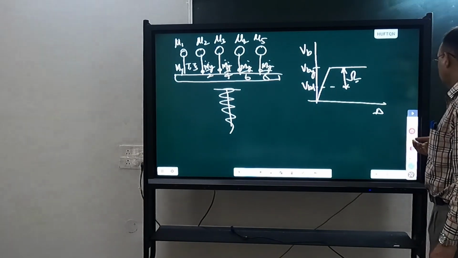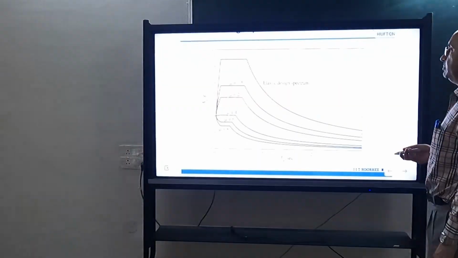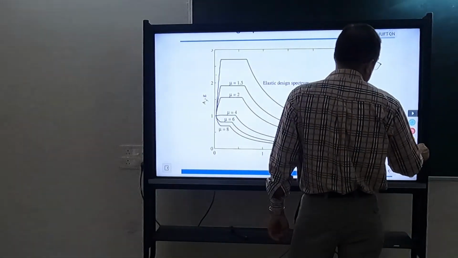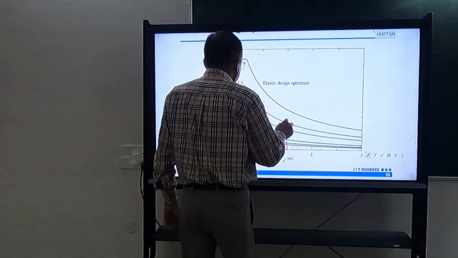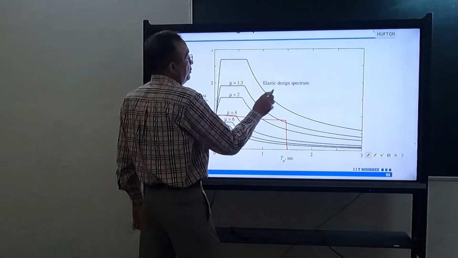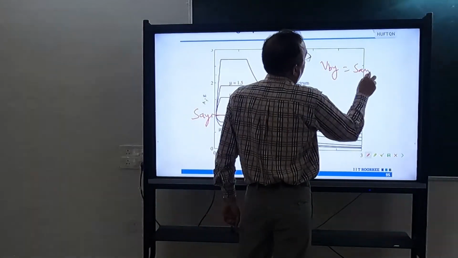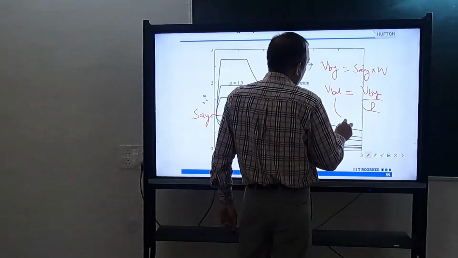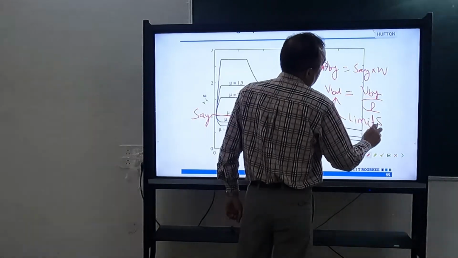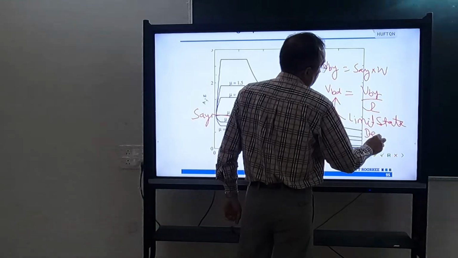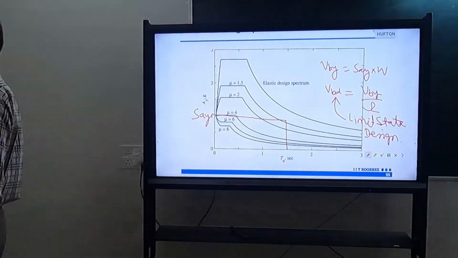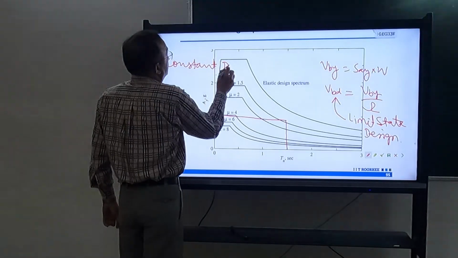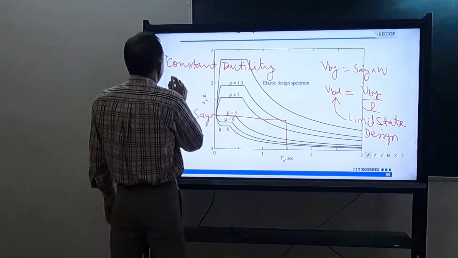If you have to design your building using the limit state method, what you have to do is this. First, for that period and the ductility, you will get SAY. Then you will calculate VBY as SAY into W. And then you will calculate VBD as VBY over overstrength. And then you can design using our normal limit state. This spectrum is called constant ductility spectrum or yield spectrum.